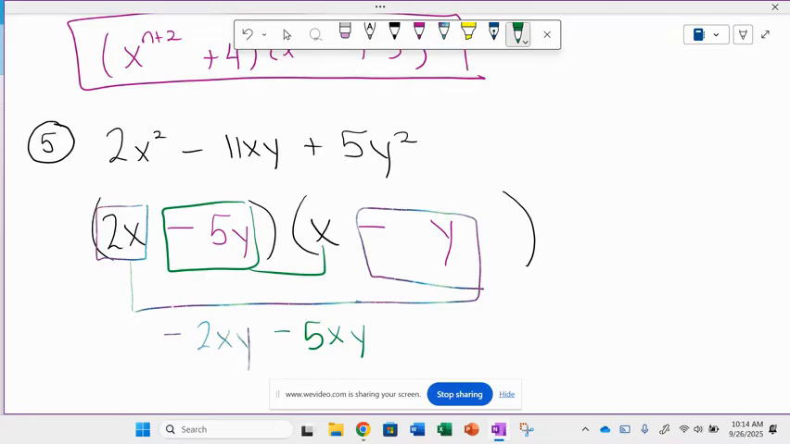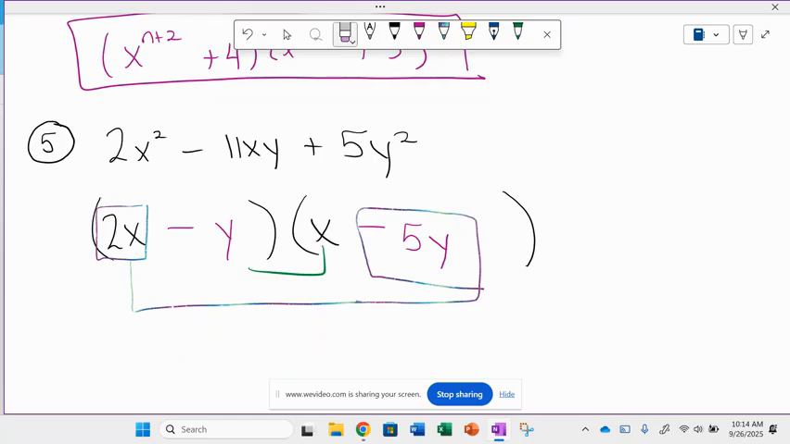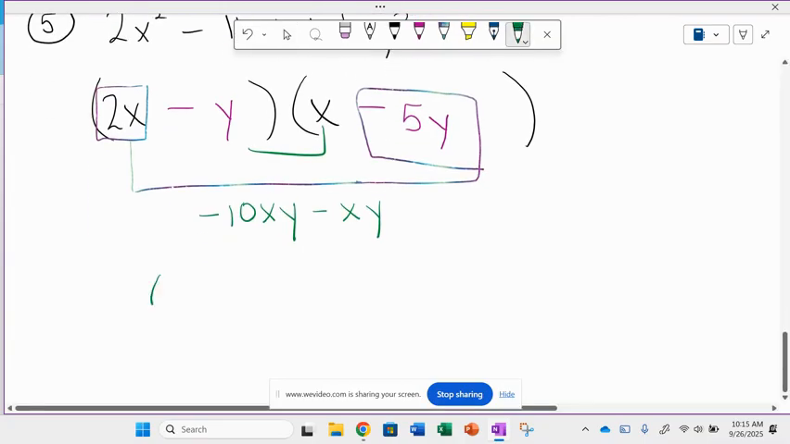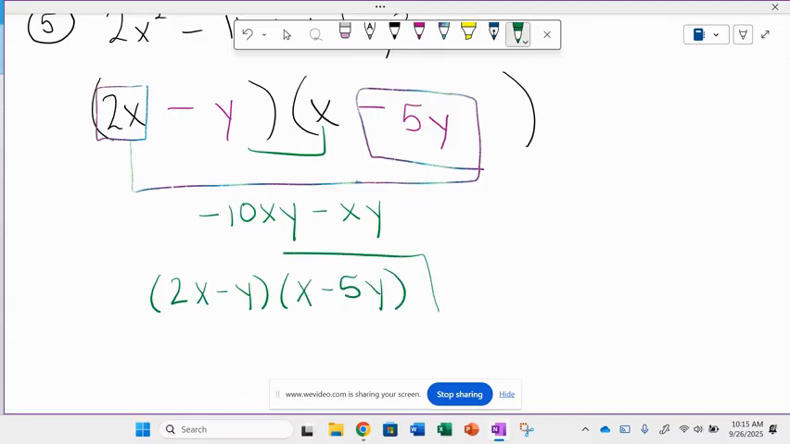No. So that doesn't mean this can't be factored. What does this mean? Try to switch the locations. So I will put the y here and the 5y here, and we'll check again. So 2x times a negative 5y, isn't that a negative 10xy? And then negative y times x is a negative xy. Is negative 10xy minus xy a negative 11xy? Yes. So now we have our winners. So it becomes 2x minus y and x minus 5y.